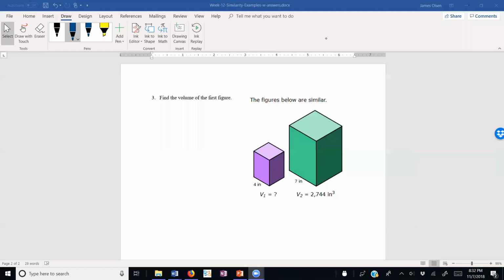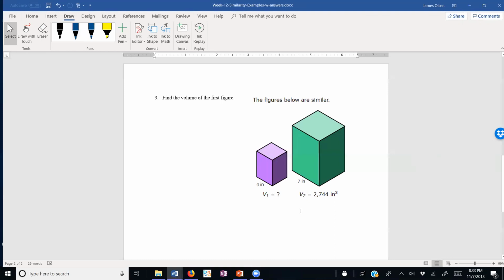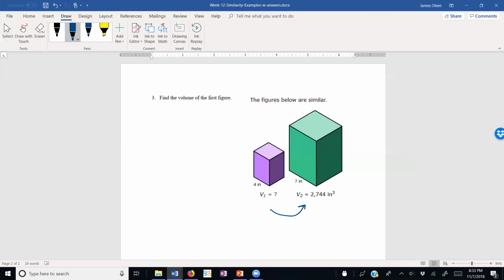Our final example is a little more interesting because we have a little bit more interesting fraction. Find the volume of the first figure. So you can think about the scale factor. If we're going from small to large, the scale factor would be 7/4. Maybe I'll use K for the scale factor, would be 7/4. On the other hand, if we were coming back the other direction, the scale factor would be to multiply by 4/7.